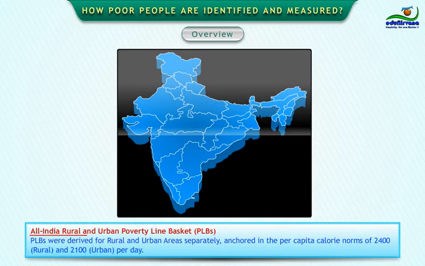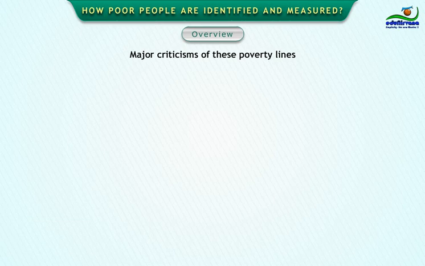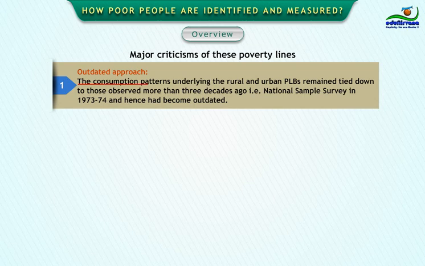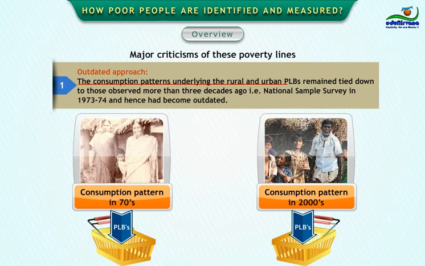Historically, All India Rural and Urban Poverty Line Baskets (PLBs) were derived for rural and urban areas separately, anchored in the per capita calorie norms of 2,400 for rural and 2,100 for urban per day. Major criticisms commonly aired of these poverty lines are that the consumption patterns underlying the rural and urban PLBs remained tied down to those observed more than 3 decades ago, that is, the National Sample Survey in 1973-74, and hence had become outdated.